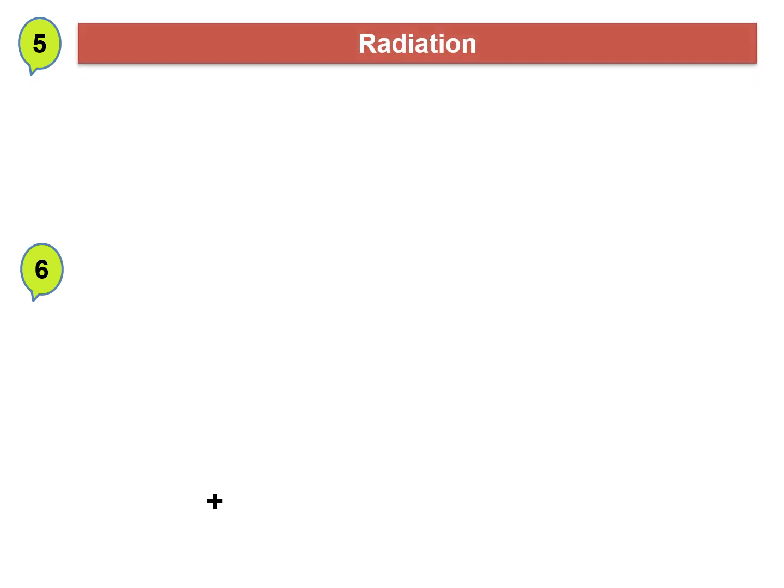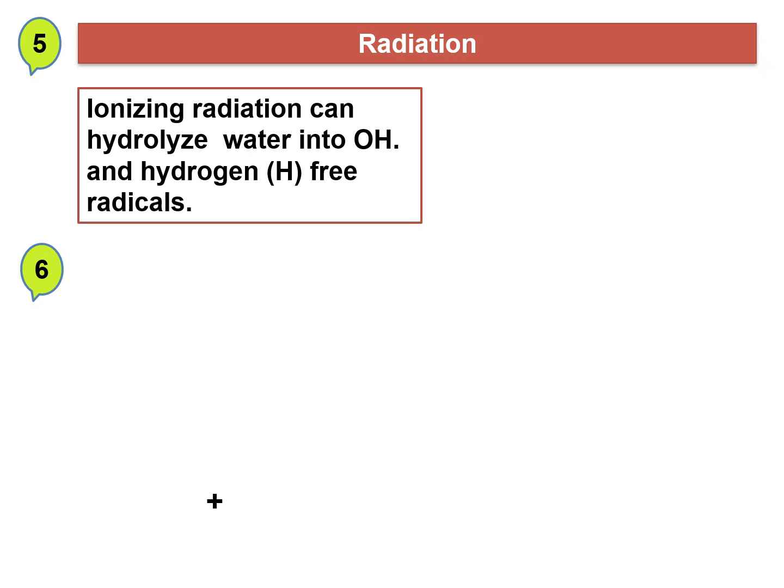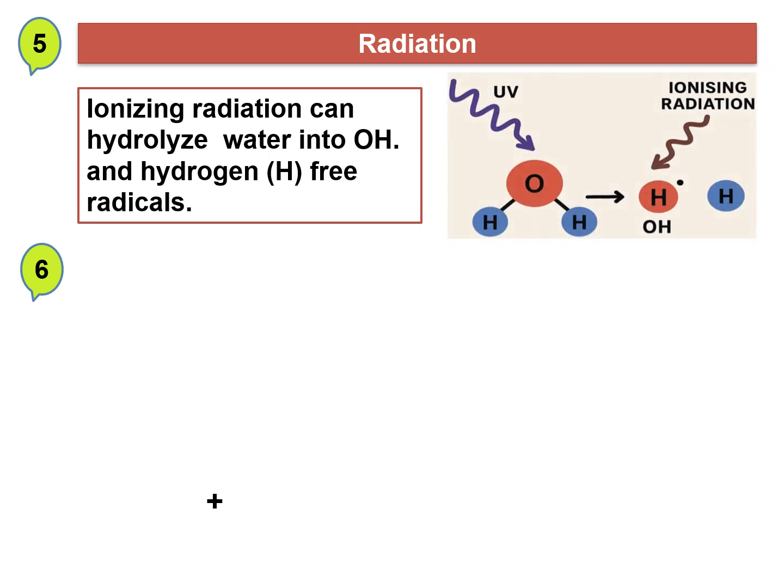The fifth mechanism of formation of reactive oxygen species is by radiation. UV rays and ionizing radiation can hydrolyze water into hydroxyl ion, and this hydroxyl ion, as I told you already, is a highly reactive free radical. So here you can see how this water is hydrolyzed into hydroxyl free radical.